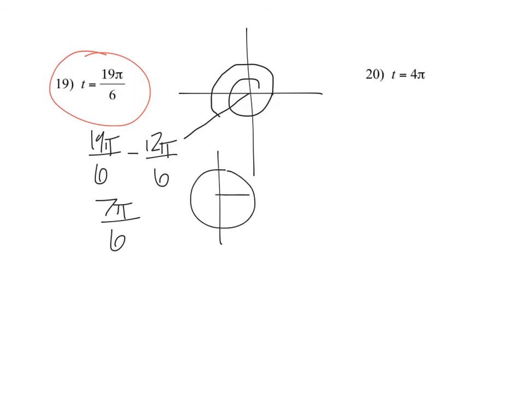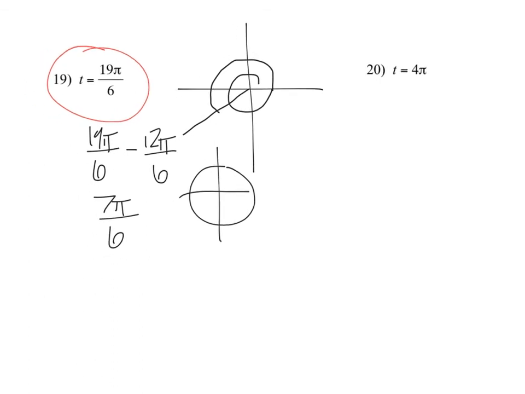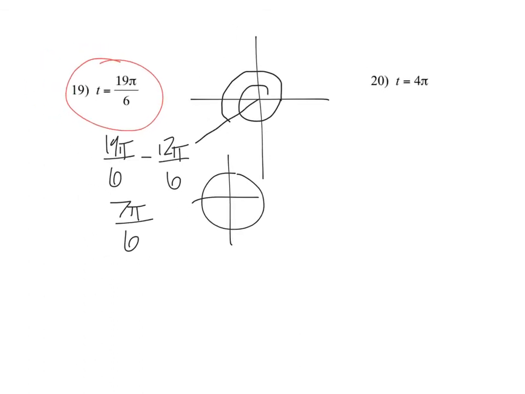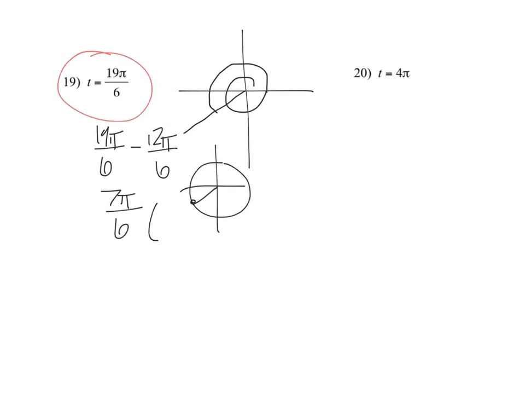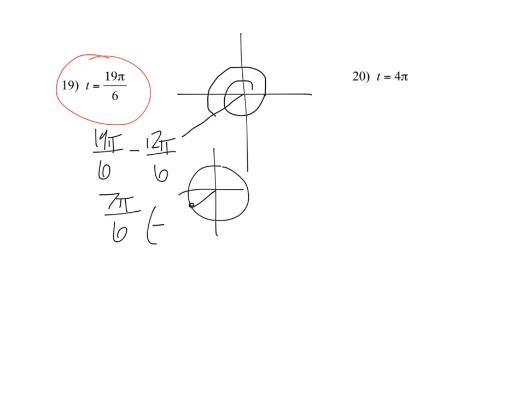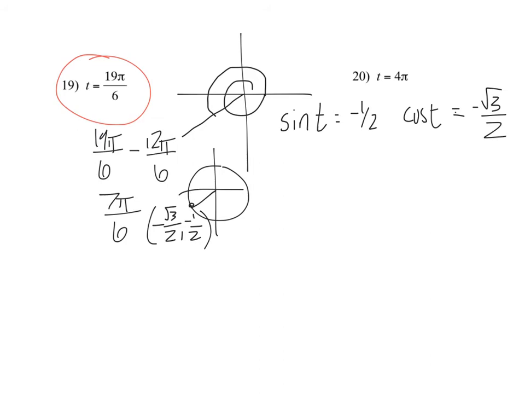And on the unit circle, that is negative square root of 3 over 2, comma negative half. So if I'm evaluating all 6 trig functions, sine of t is going to be negative 1/2. Cosine of t is going to be negative square root of 3 over 2, and I can see that just from the points.